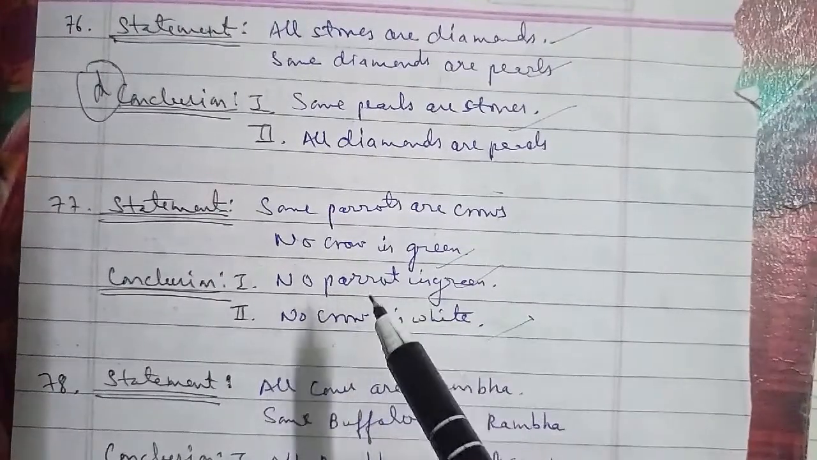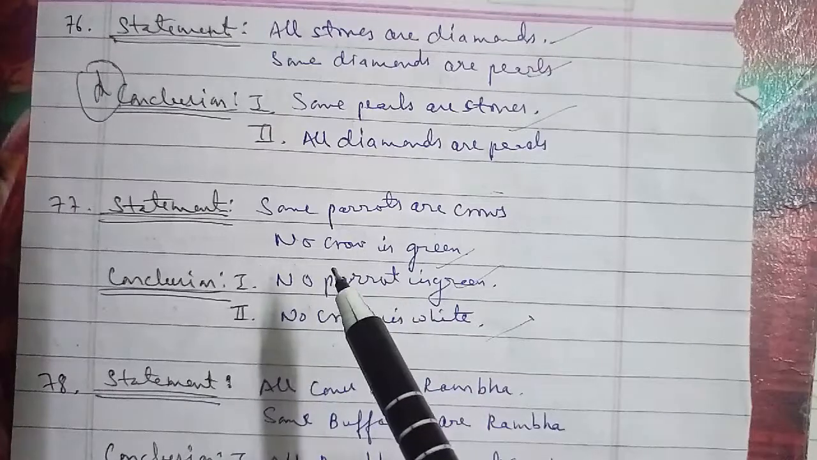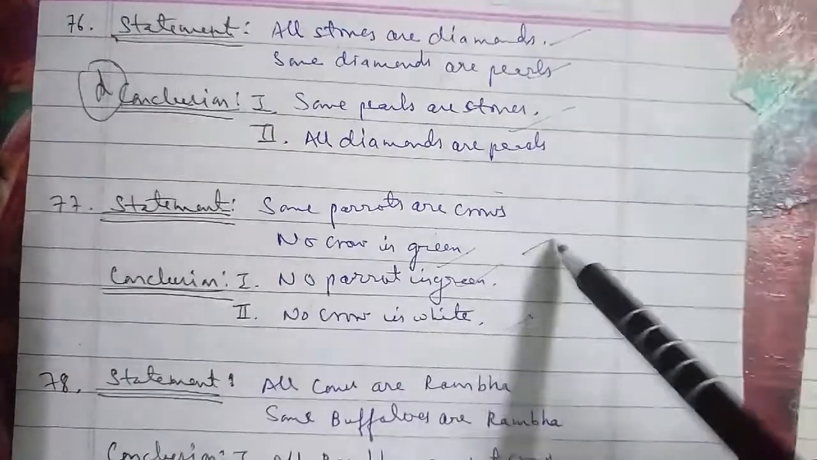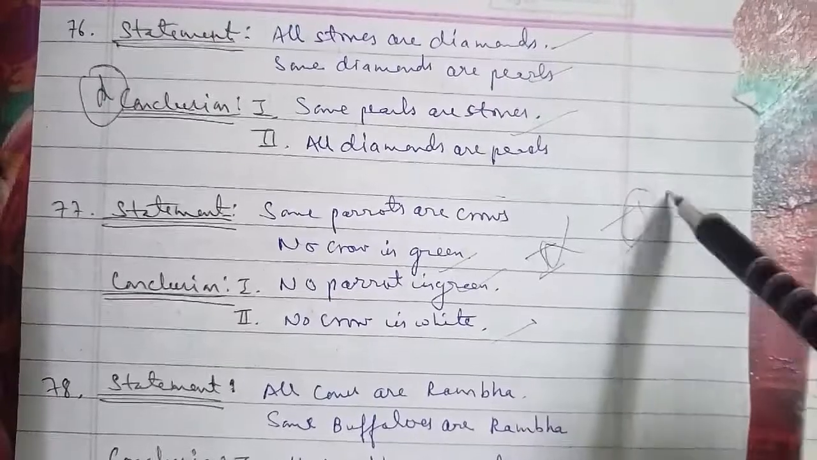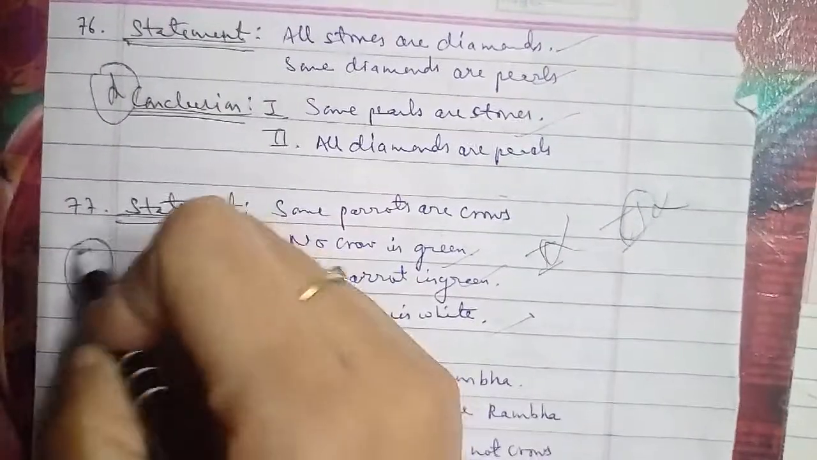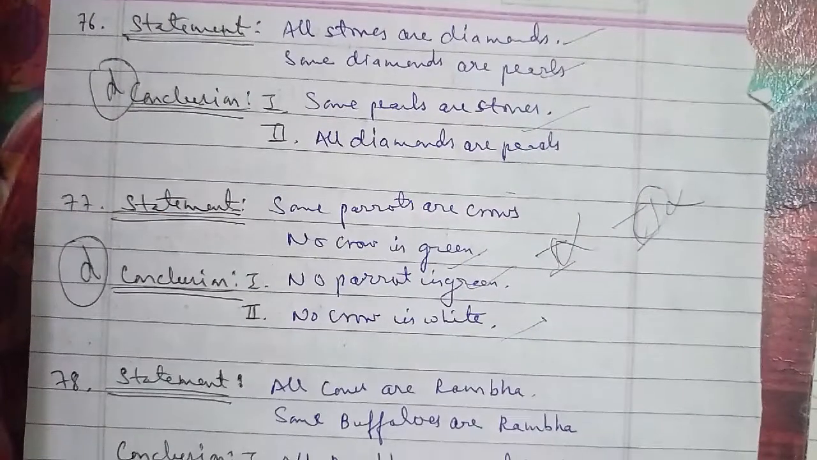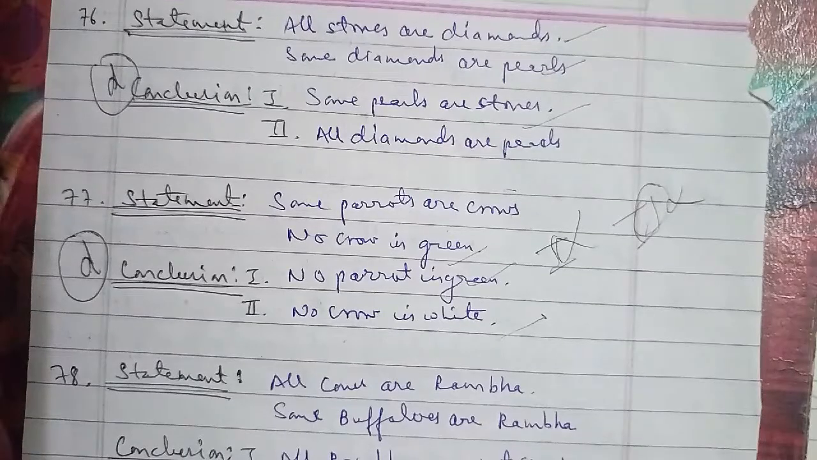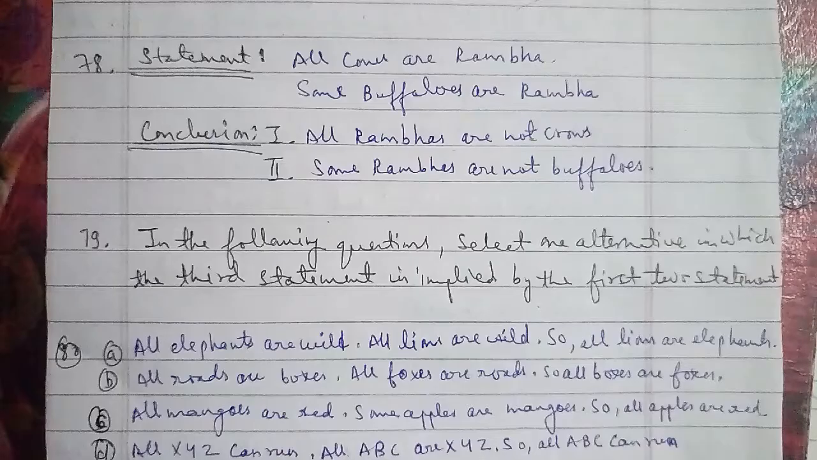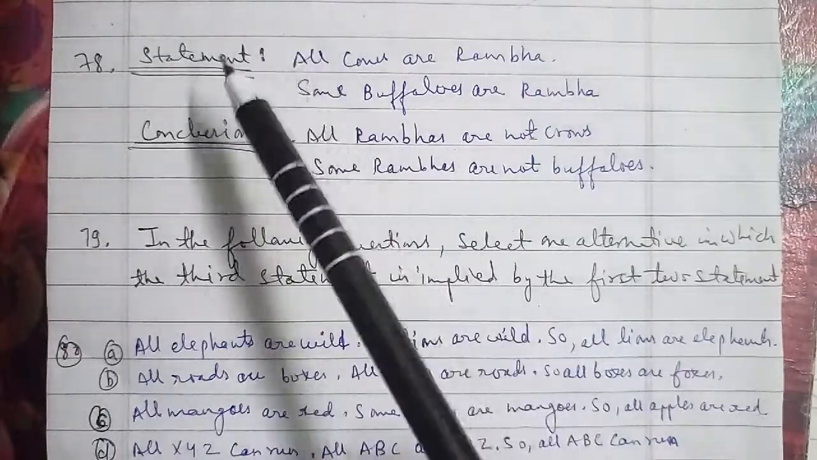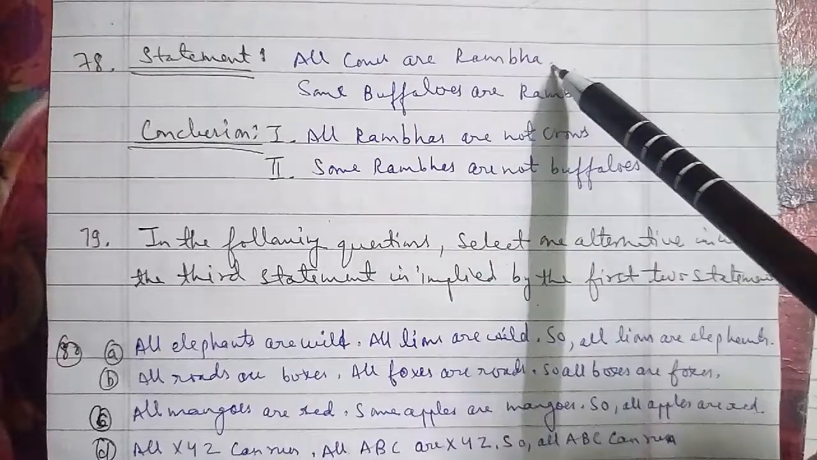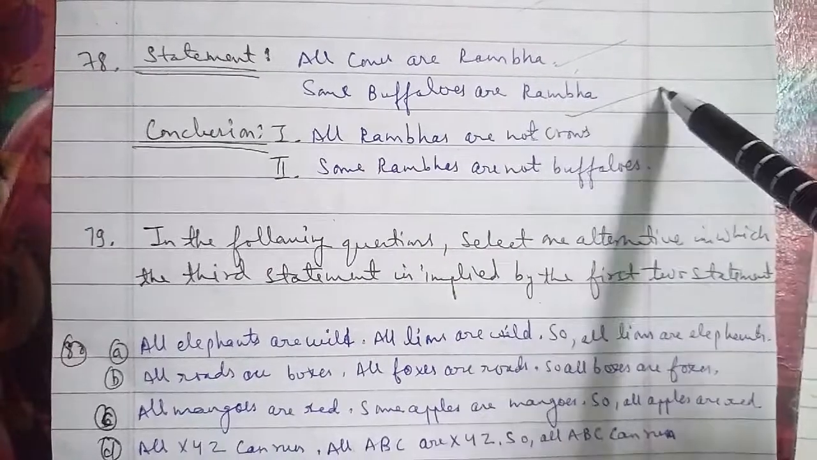Moving ahead with another question, we have to see whether the conditions have been followed or not. The 78th question of the session: all cows are Rambha and some buffaloes are Rambha. Conclusion one is all Rambhas are not crows, and conclusion two is some Rambhas are not buffaloes. Since the middle term is not distributed even once in the premises, no conclusion will follow, and for that sake we have option D as the right answer.